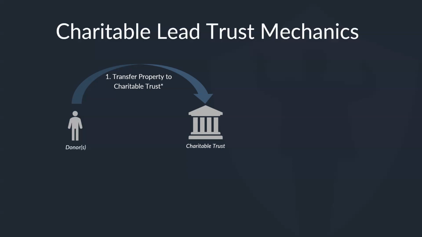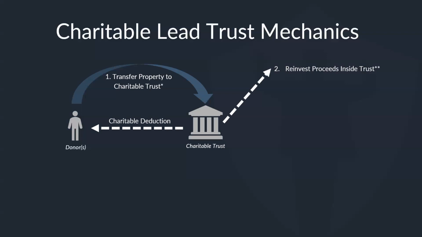So if you've had that taxable event, you've exercised stock options, you've sold a piece of real estate, after the income tax event has been triggered, now we can take that cash, transfer it into the charitable trust, and that's going to generate our charitable deduction. And we'll come back and talk about the charitable deduction and how that's calculated. But once the property is in the trust, now that cash, that property, whatever it is, can be reinvested inside the trust into a liquid portfolio.